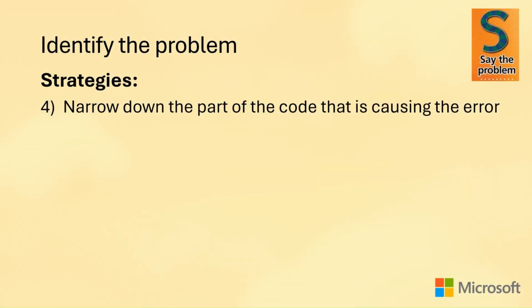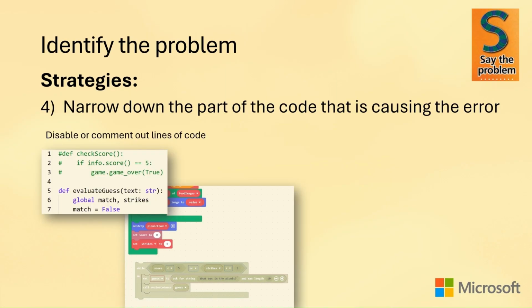Another strategy for identifying the problem is to try and narrow down the scope, so you can find the part of the code that is causing the error. A couple ways to do this is, first, try to comment out lines of code or disable blocks by pulling them out of their containers. This helps by reducing the amount of code that's being executed, so you can narrow down the problematic parts.